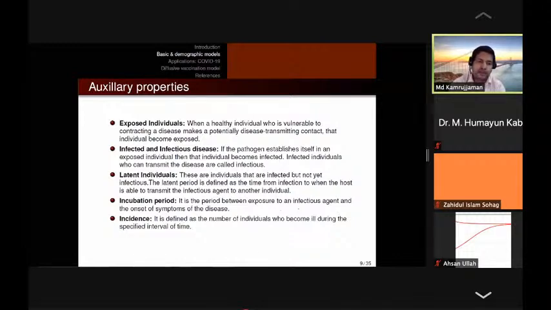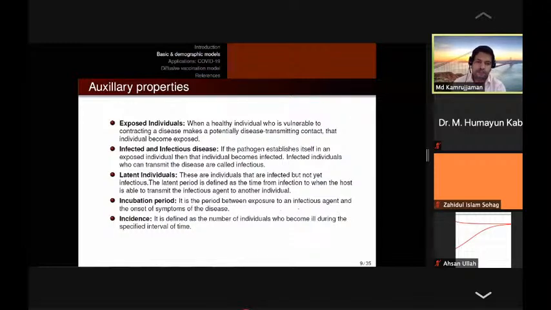Infected and infectious: if the pathogen establishes itself in an exposed individual, then that individual becomes infected. Infected individuals who can transmit the disease are called infectious.